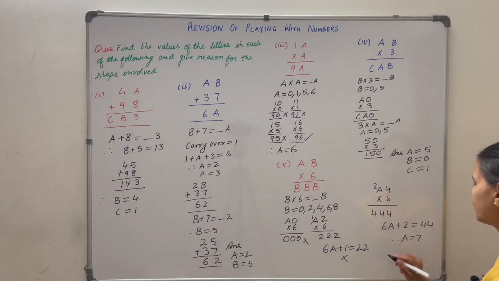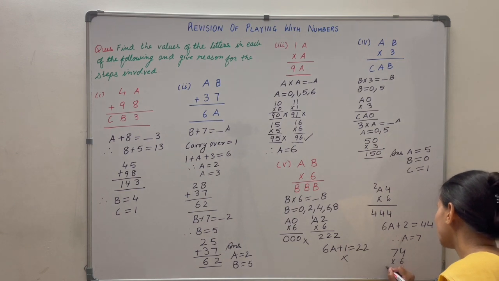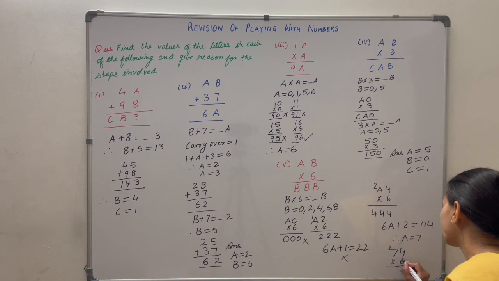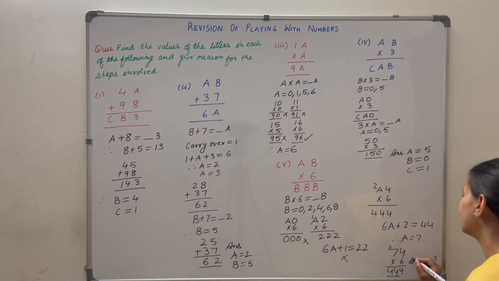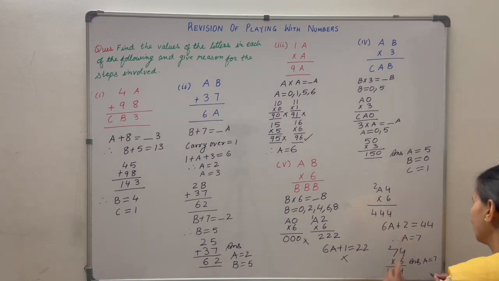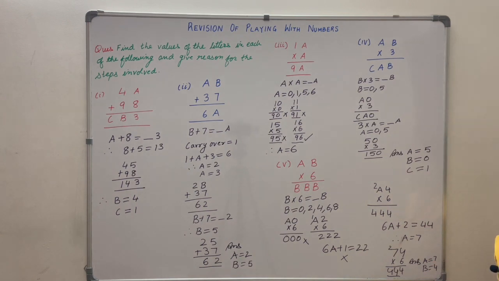So let us now put the value here, A as 7. So 74 into 6. So 6 into 4 is 24. Carry over 2. 7 into 6 is 42 plus 2 is 44. So the answer here is A value is 7 and B value we have taken as 4. So this is the answer.